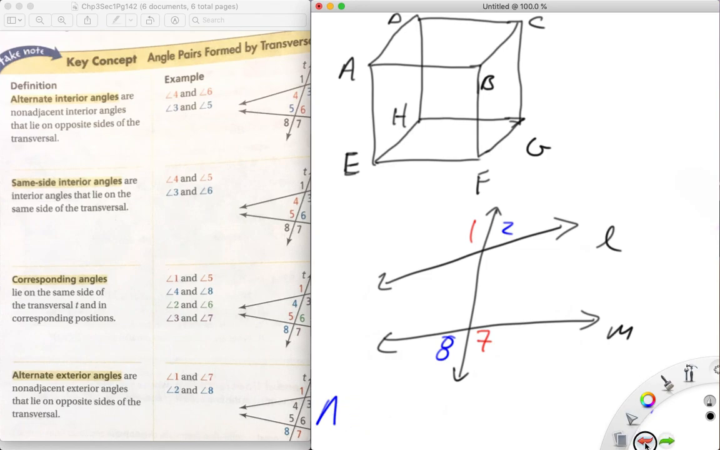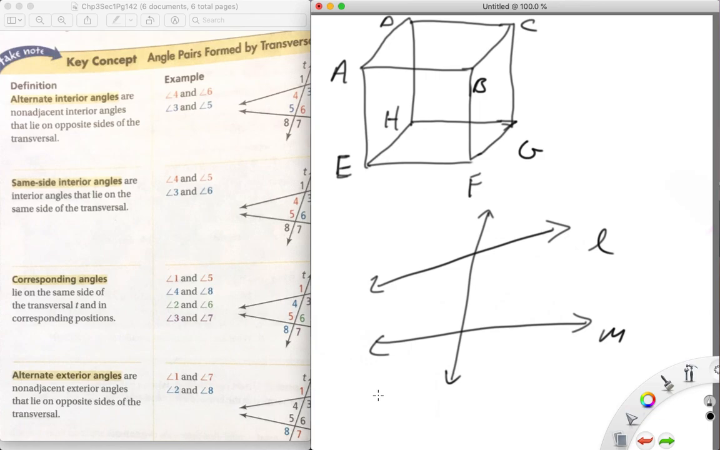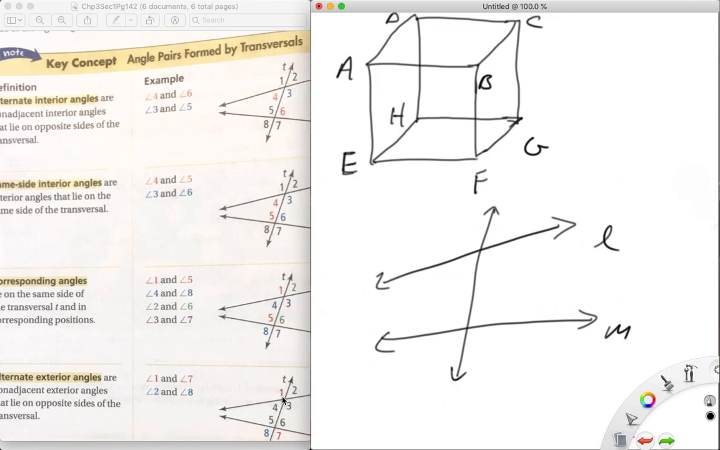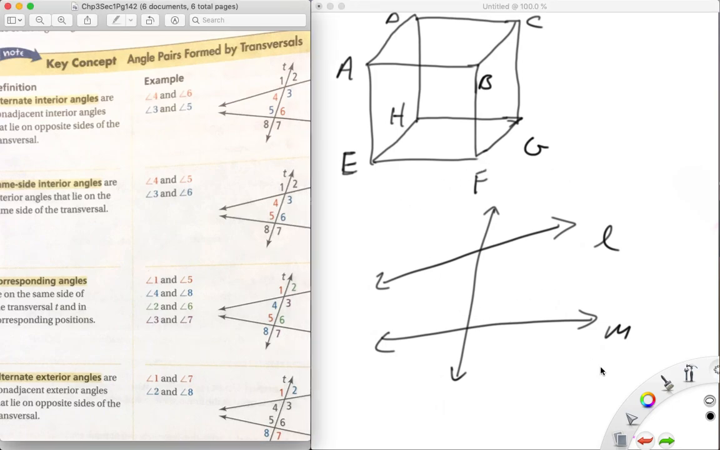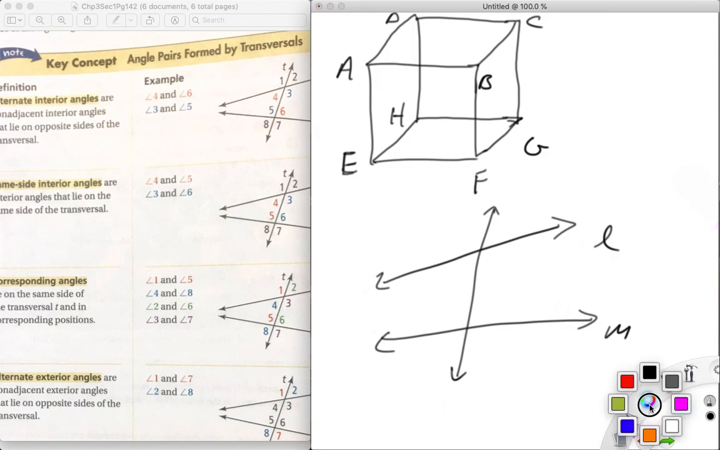Okay, then we get corresponding. Then we get corresponding angles: 1 and 5, 2 and 6, 4 and 8, 3 and 7.